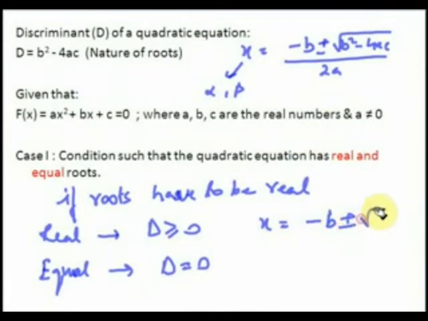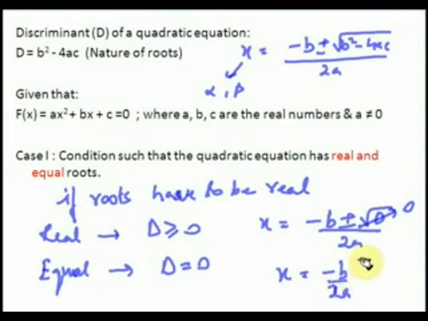We'll get x is equal to minus b plus minus under root d upon 2a. If the value of d is equal to 0, then the solution will be x is equal to minus b upon 2a. We'll have the repeated root and the quadratic equation will become a perfect square.